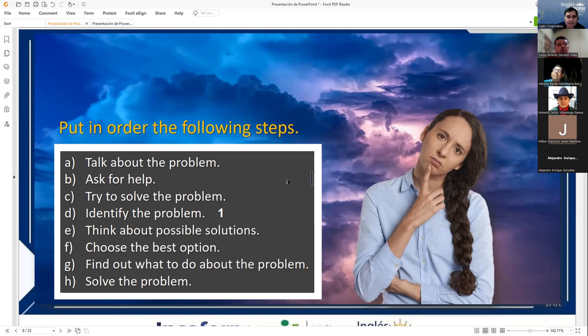What's the next step? Talk about the problem, right? There are some problems that you can talk about, but there are other problems that you cannot talk about. What's the next? Choose the best option. But we need to choose the best option when we have the options. So what do we have to do first? Now we talked about the problem, we identified the problem. Think about possible solutions. That would be number three. And what's number four?